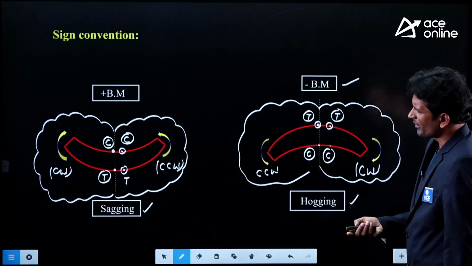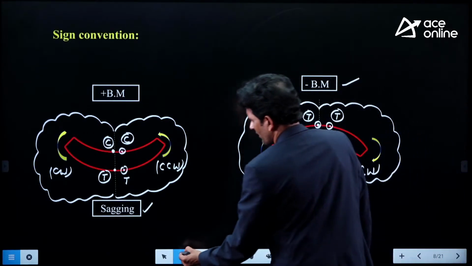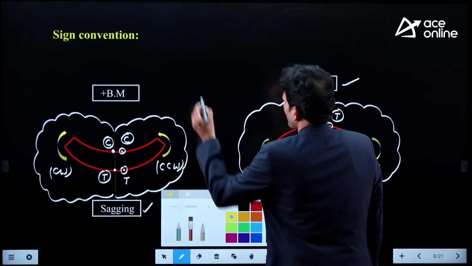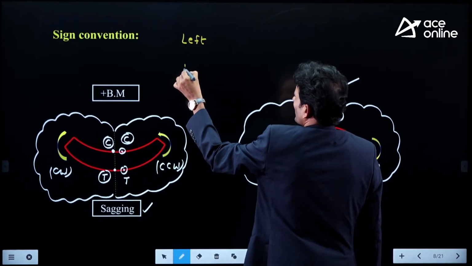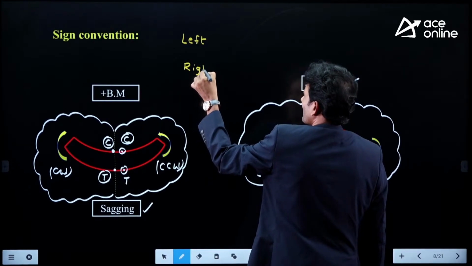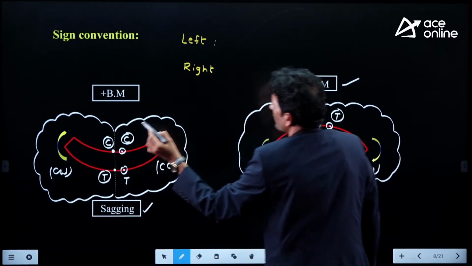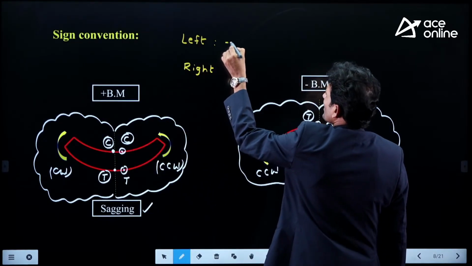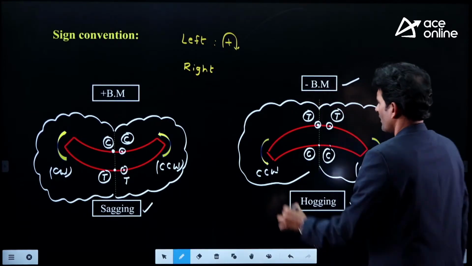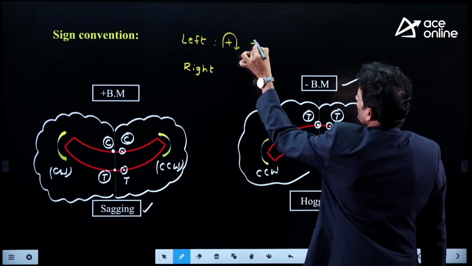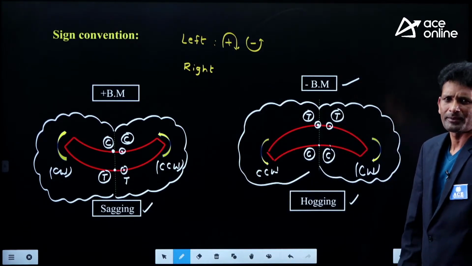So when we have the positive and when we have the negative, I am just writing this down. First consider the left side, then you can consider the right side. First, let us take the left side. When we have the sagging moment, clockwise rotation gives the positive bending moment on the left hand side. Anti-clockwise rotation gives the negative bending moment in terms of left side consideration.